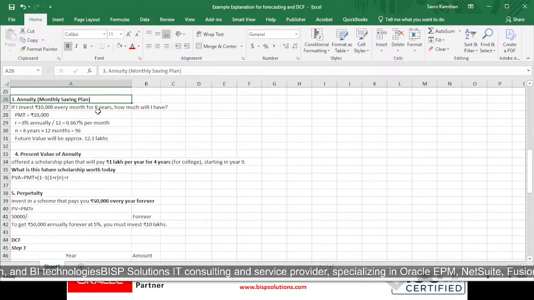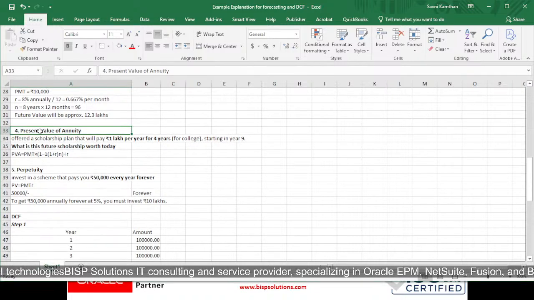So if we want to calculate monthly, we will be dividing it by 12, which comes to 0.667% per month, and the number of years is 8 years. Now we have to convert that into months, so we will get 96 months, and the future value will be approximately 12.3 lakh rupees. So we will have more than enough if we start monthly savings of 10,000 rupees.